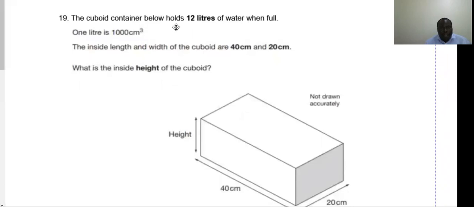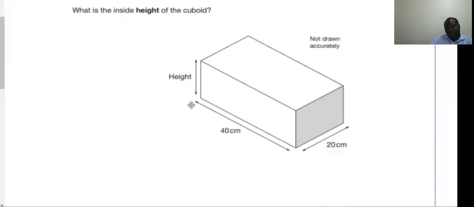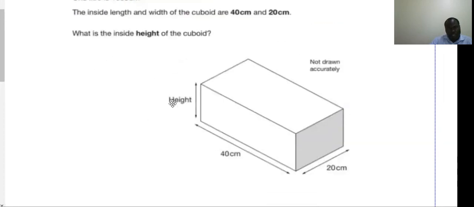The keyboard container below holds 12 liters of water when full. 1 liter is 1,000 centimeter cube. The inside length and width of the keyboard are 40 centimeters and 20 centimeters. What is the inside height of the keyboard? As you can see, the height is missing, but the container is 40 long and 20 wide. So what is the height?